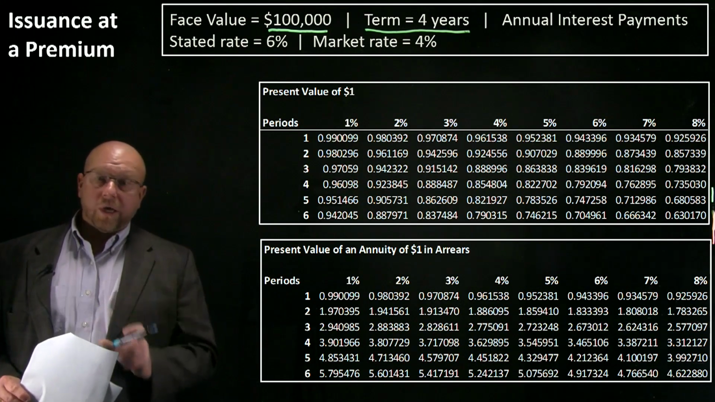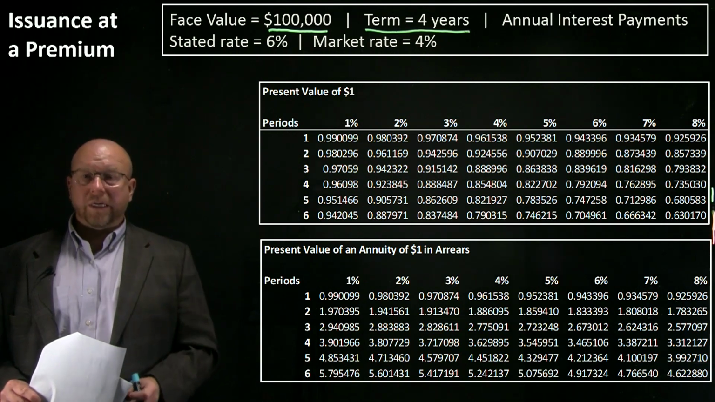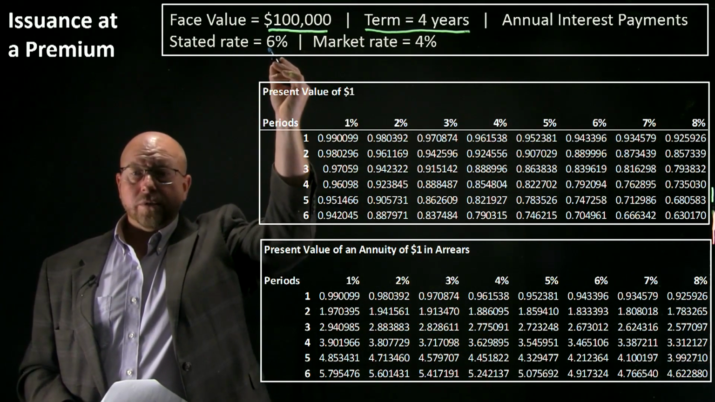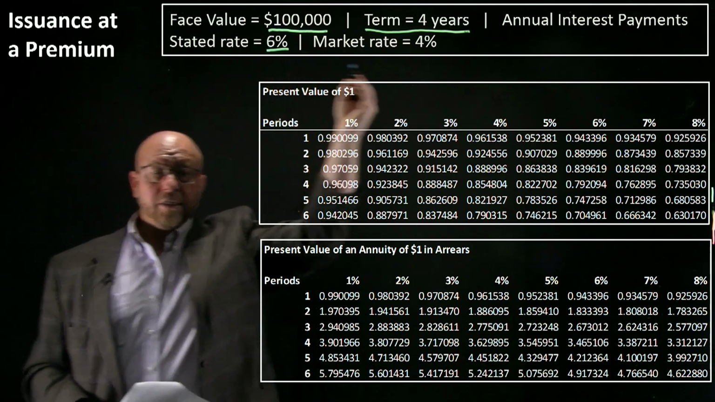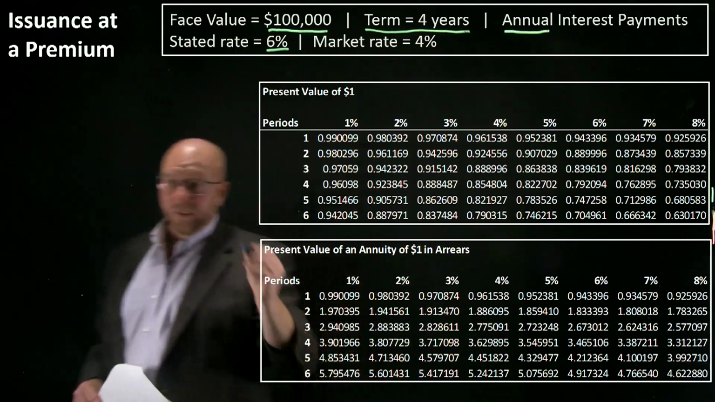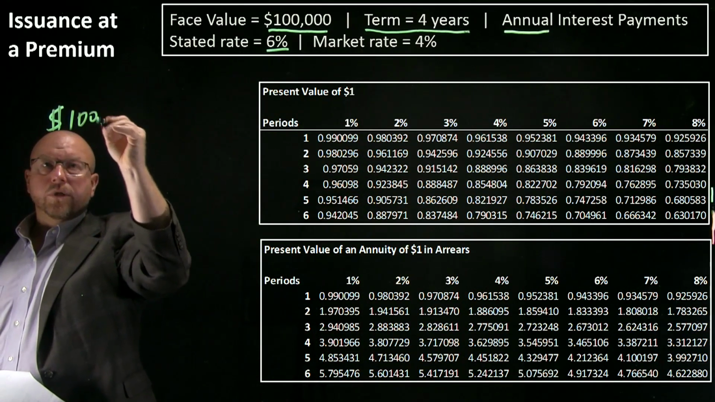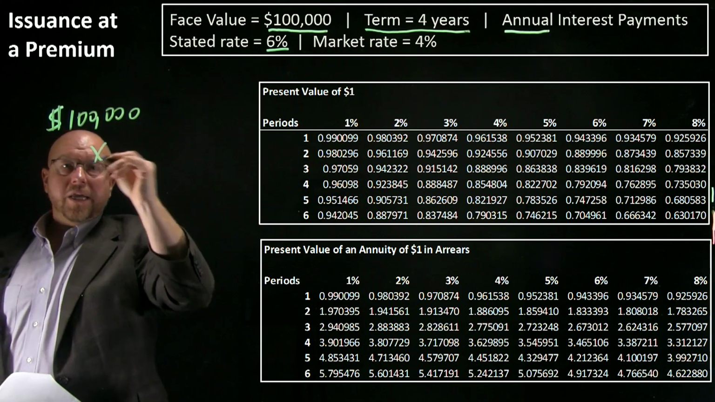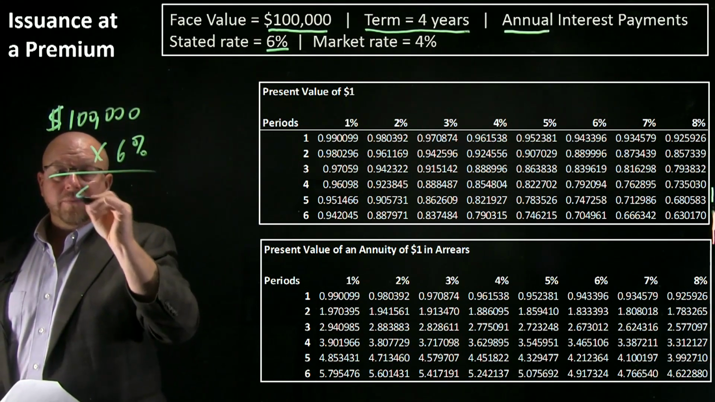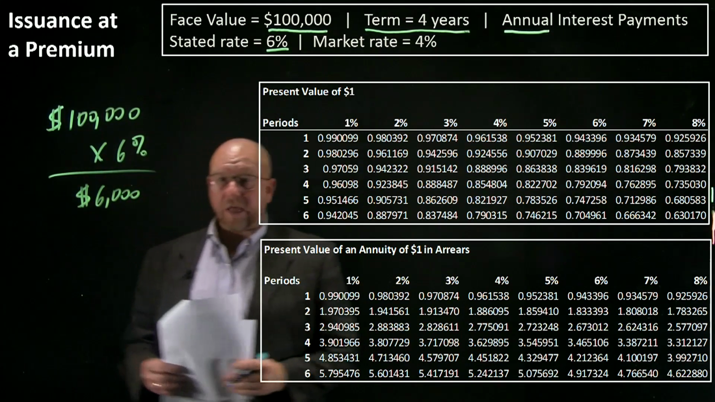Now, what also happens is, remember, when you borrow somebody's money, you're renting it and you have to pay interest. So these bonds are going to pay interest periodically, and in this case, it's on an annual basis. So basically, let's take the face value of the bonds, which is $100,000, and the stated rate, which is 6%. That means that the annual interest payments are $6,000.